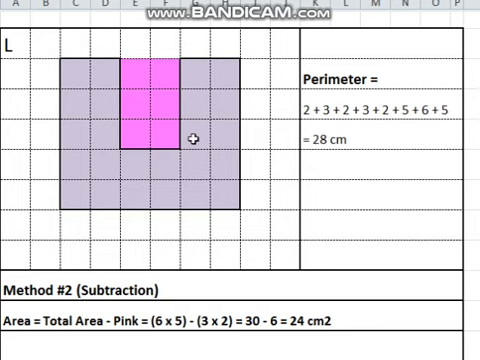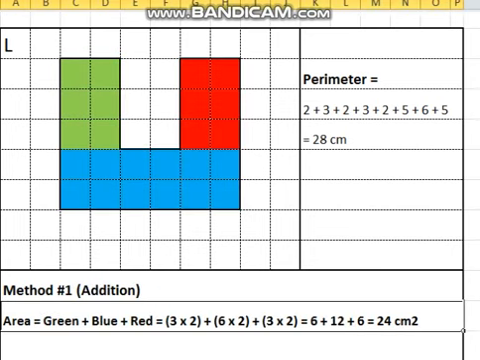I think it will be easier if you do it by subtraction, if you know the length of the sides. Then you can do it by subtraction. You can also do it by addition if you want to.